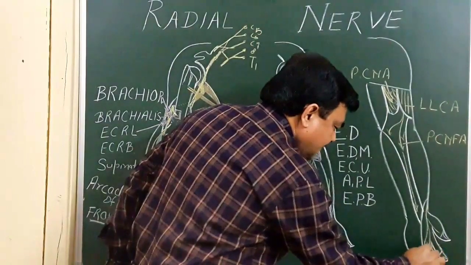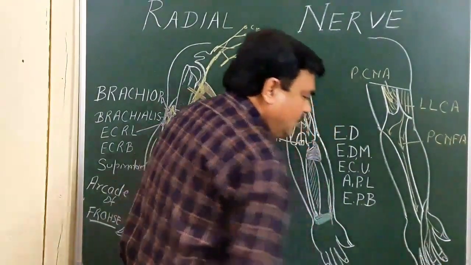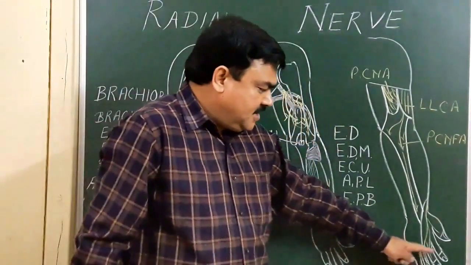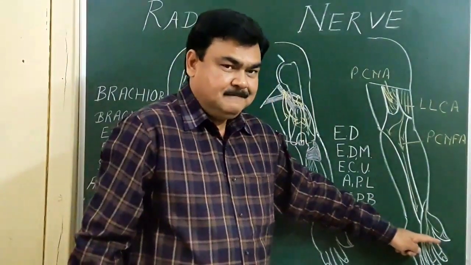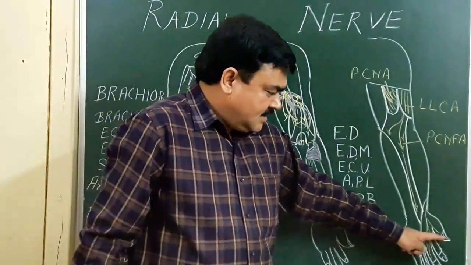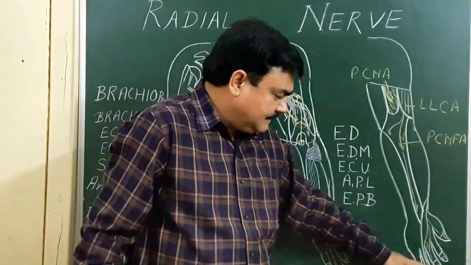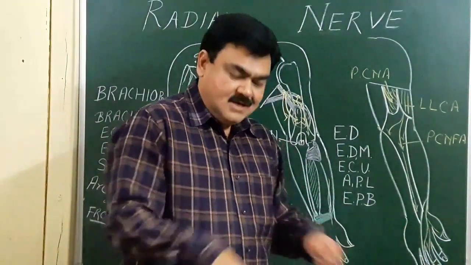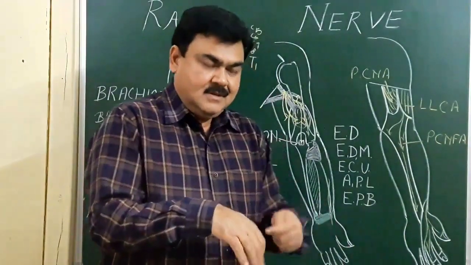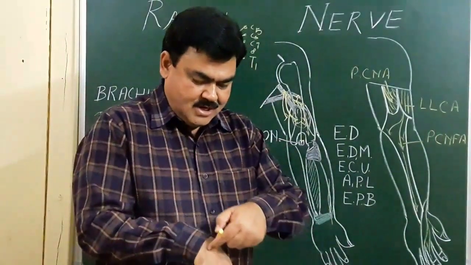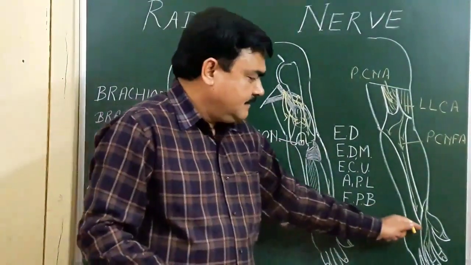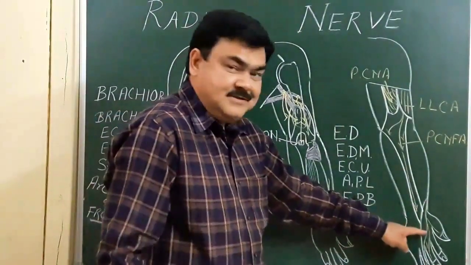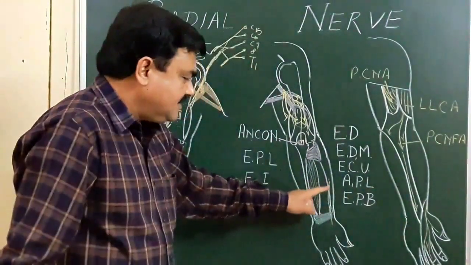It divides into 3 or 4 branches, and it supplies the lateral 3.5 digits, except the terminal phalanx, and the lateral 2/3 of the dorsum of the hand. So this area from here to here is supplied by this superficial branch. This is the superficial branch.